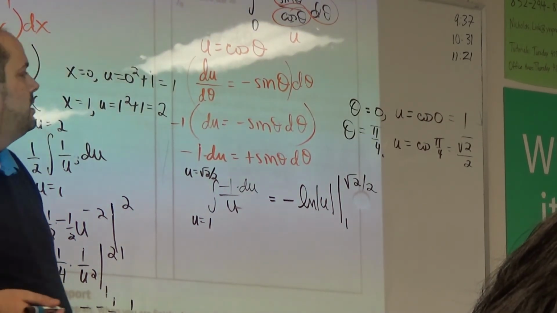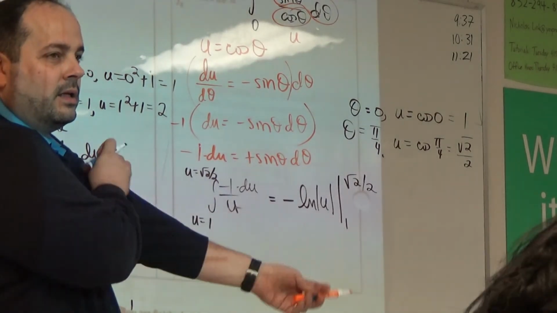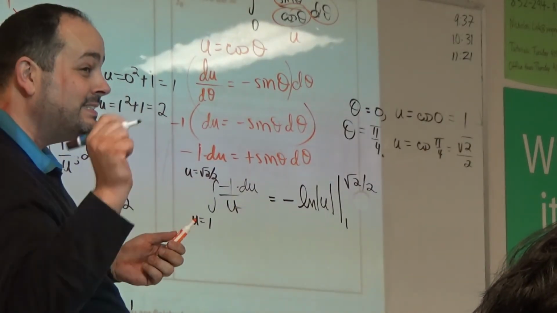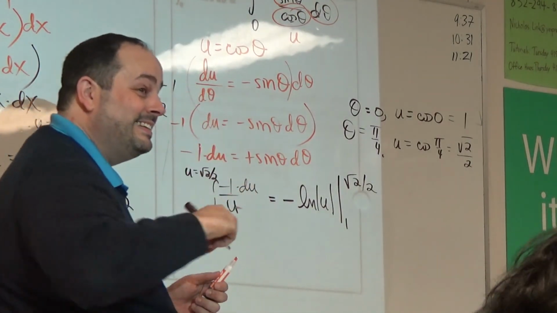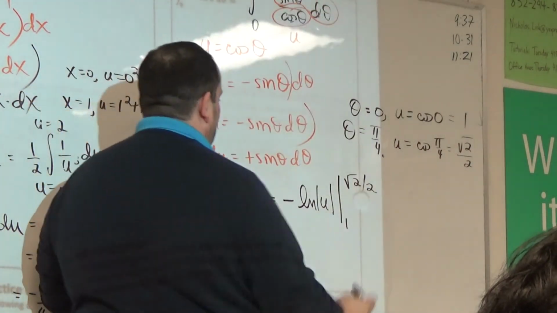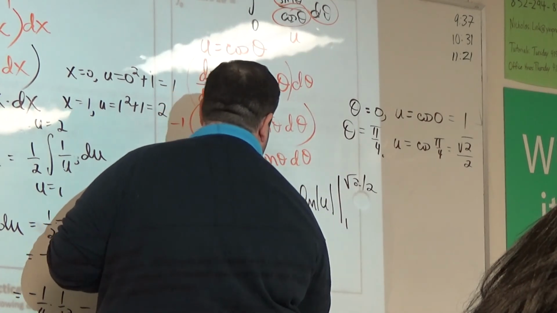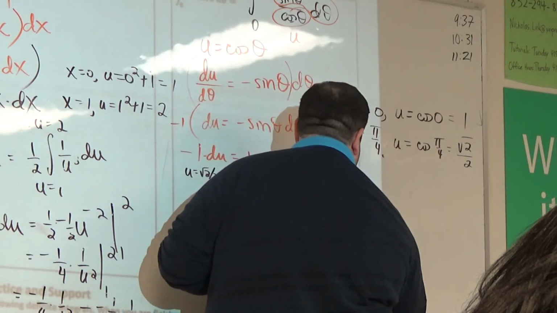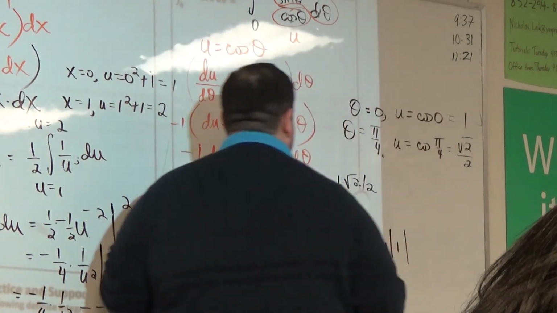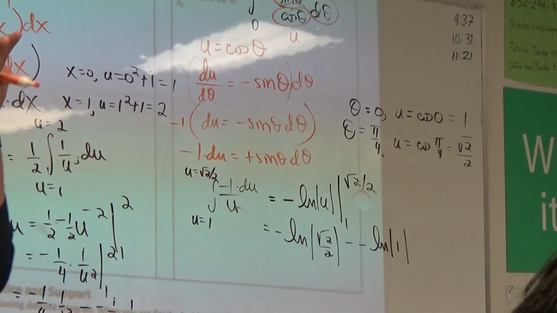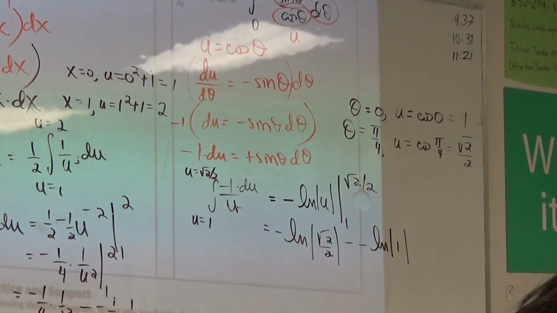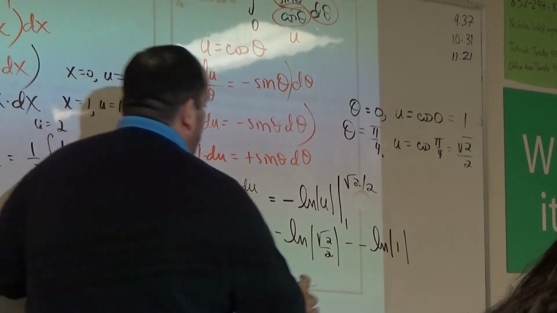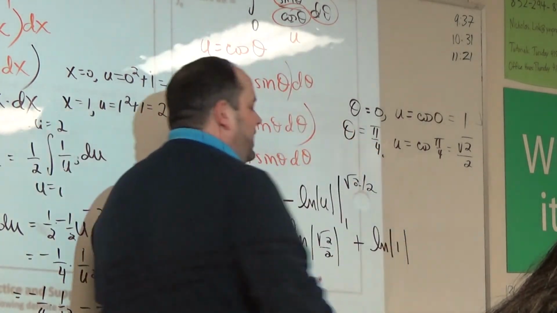David, why are we not done? Well done. You've still got to evaluate at those limits. So we're going to say negative natural log of the square root of 2 over 2 minus negative natural log of the absolute value of 1. Gosh, I love that answer. It could go a little bit better if anybody sees it. Oh, plus negative natural log. Right, this double negative, who's ever going to write that in calculus class?